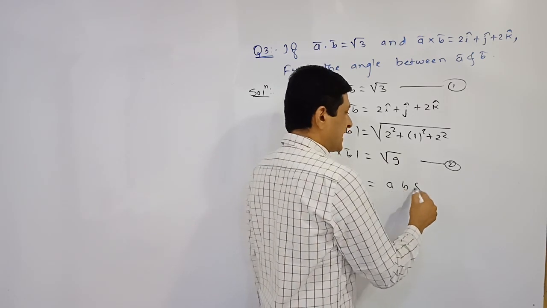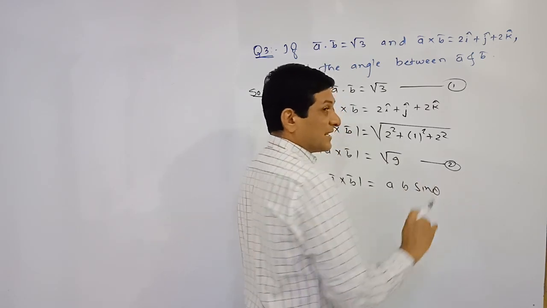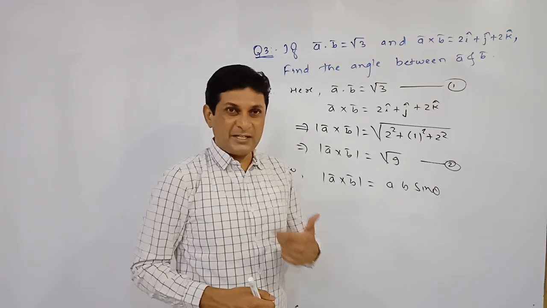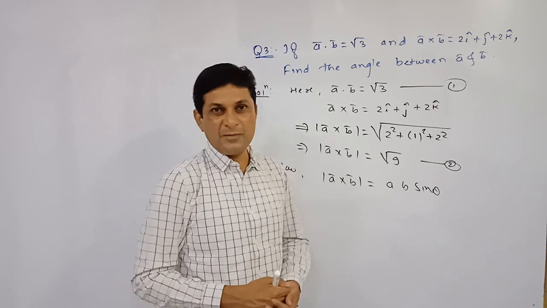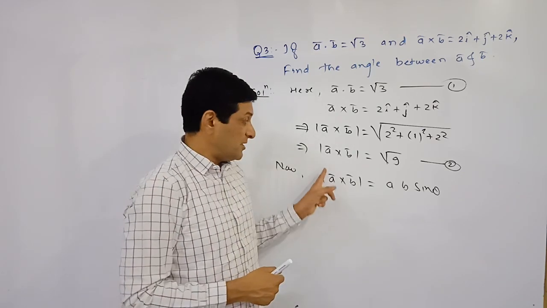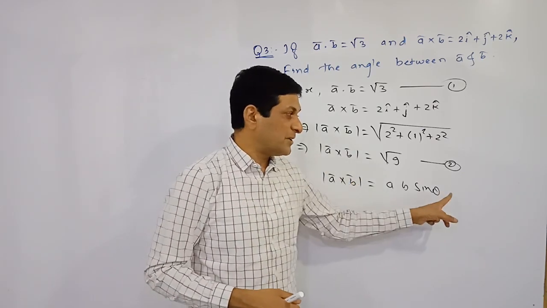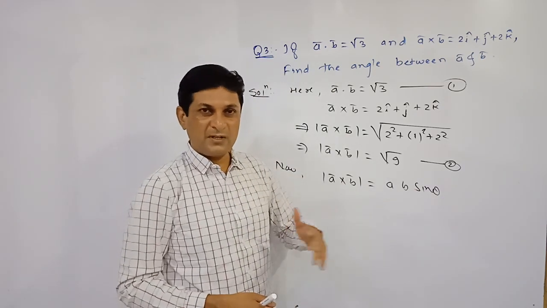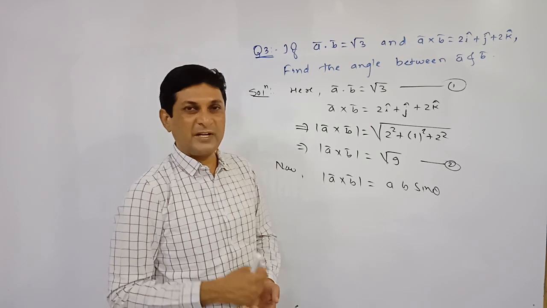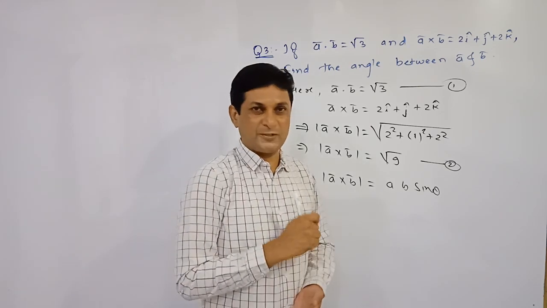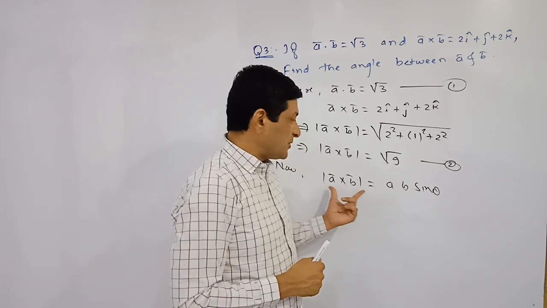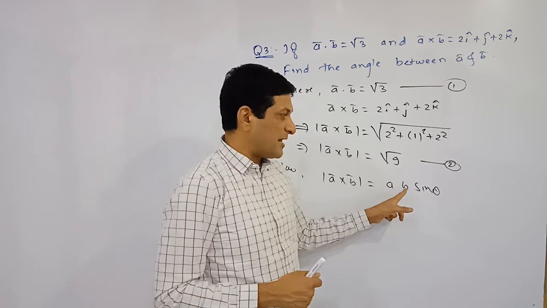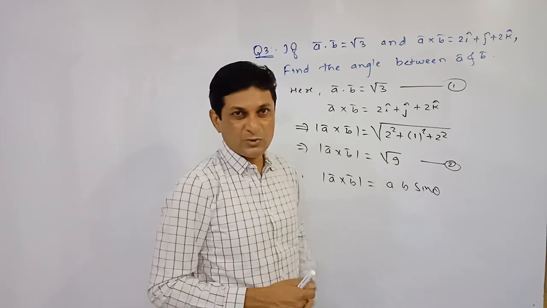The definition is A B sine theta into n cap. n cap is a vector perpendicular to A bar and B bar, or the plane of A bar and B bar. But here we are considering only the magnitude, that's why we are not taking n cap. We already saw this result when we discussed the cross product. The magnitude of A bar cross B bar is equal to AB sine theta, where A is the magnitude of A bar and B is the magnitude of B bar.